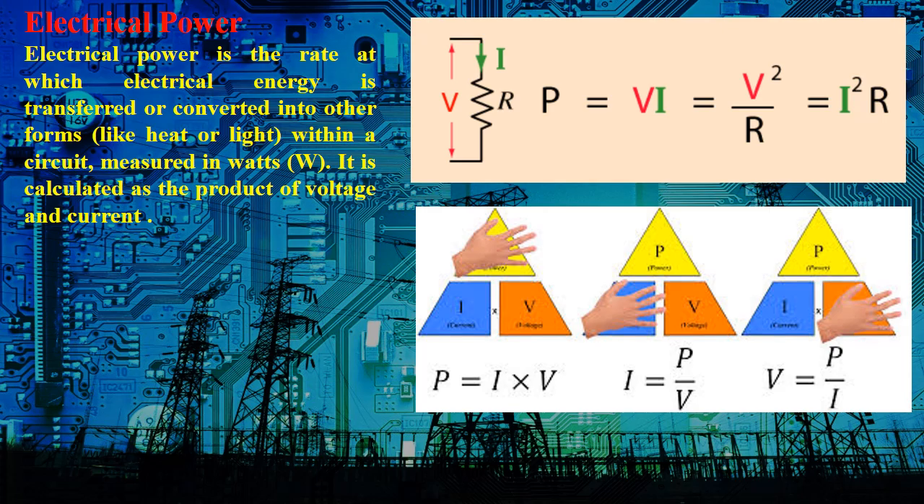Power is also equal to energy divided by time. Energy divided by time is also a formula that can be used to calculate power. You can also put the power formula into a triangle. Power is equal to current times voltage. Current is equal to power divided by voltage, and voltage is equal to power divided by current.